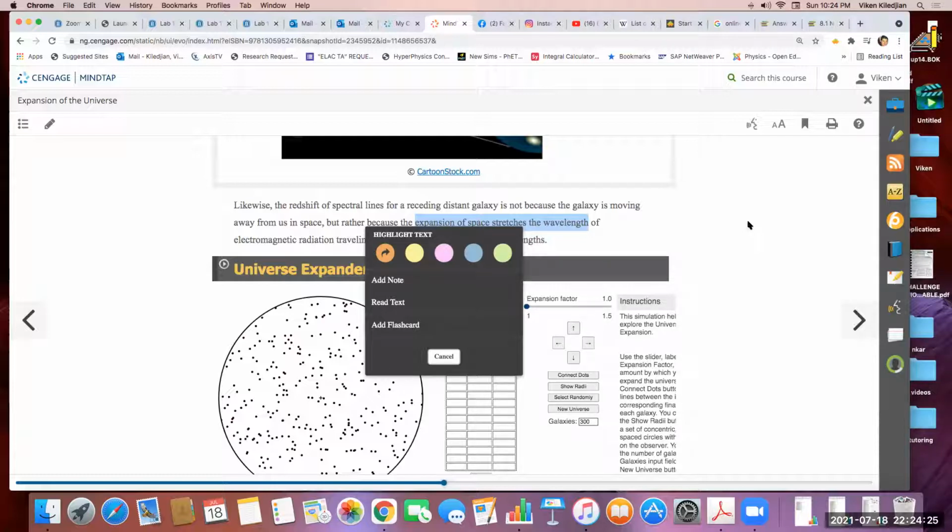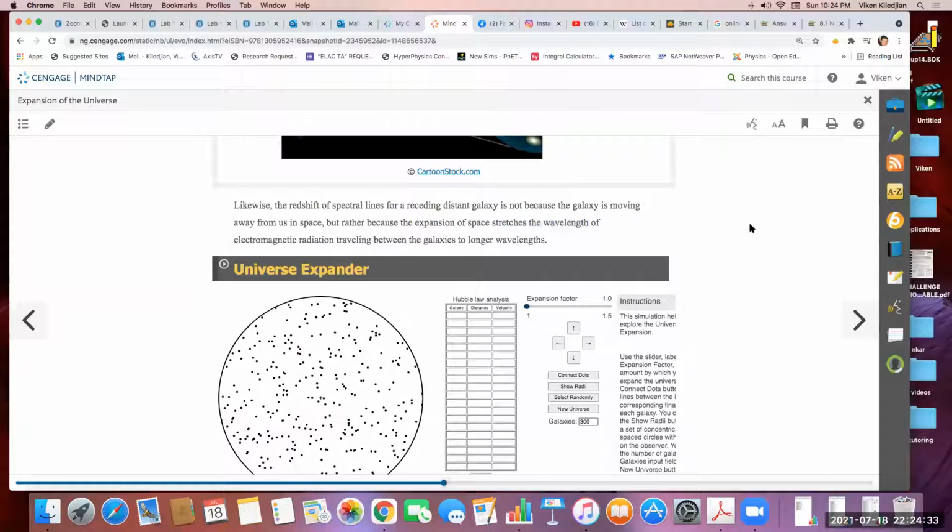And so galaxies that look like they're moving away from us, that's because space is pushing them outwards. And their spectral lines are redshifted, meaning the lambda prime is larger than their lambda, you see? So, universe expander.